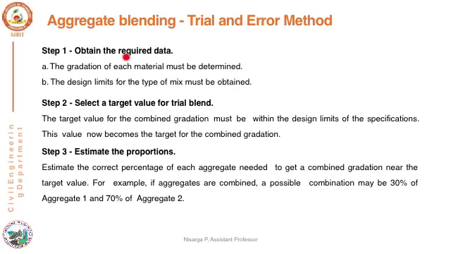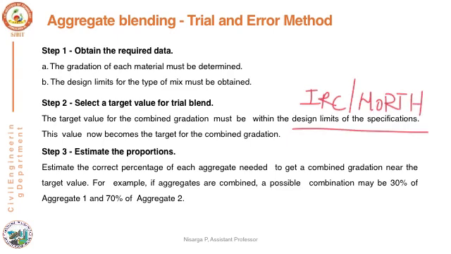As a first step, we need to determine the gradation of each and every material that is required to be blended. In the second step, we have to select the target value for the trial blend. These target values can be obtained from the design limit specification, which can be taken from the IRC recommendation, or we can also follow the MORTH specification to get the design limit or specification.